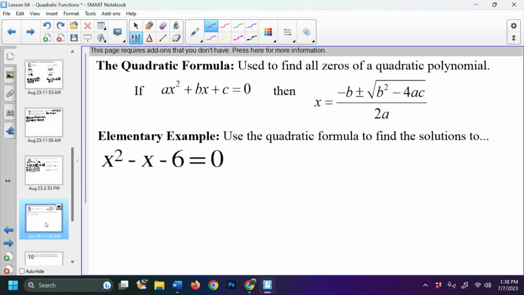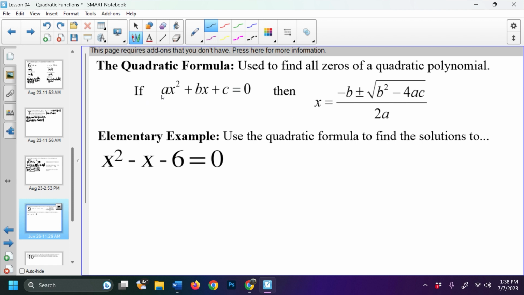The quadratic formula, hopefully you have this memorized from your Algebra 2 class. But we use this to find all of the zeros of a quadratic polynomial. It will find your integer zeros, your rational zeros, your irrational zeros. It will even find your imaginary zeros. So you should have this in your long-term memory.